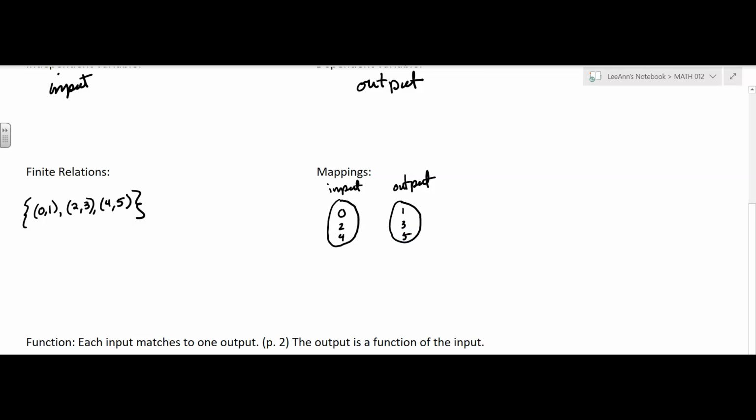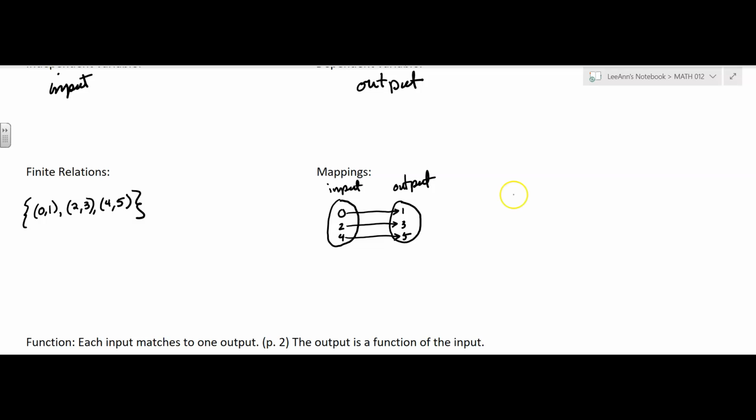And then we make the mapping by drawing the arrow from the input to the output that it goes with. So in this case, 0 is mapping to 1, 2 is mapping to 3, and 4 is mapping to 5. Each arrow represents an ordered pair. Okay, so that would be an example of a mapping.